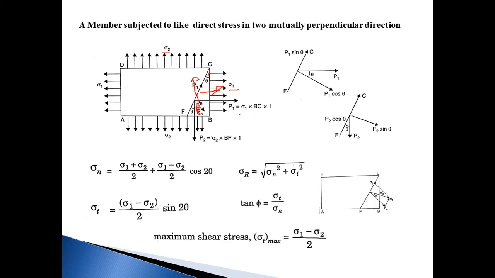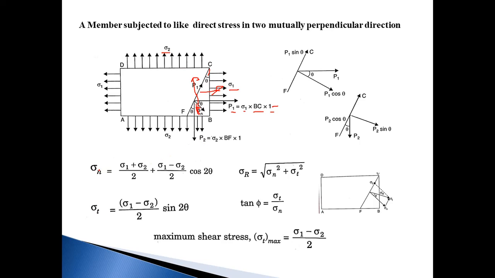I want to convert that stress into force. How to convert stress into force? I want to calculate P1. P1 is equal to sigma 1, the stress on face BC, into BC length into 1, where 1 is the unit thickness of that section. So P1 is equal to sigma 1 into BC into 1. In a similar way we calculate P2. P2 is equal to sigma 2 into BF into 1.